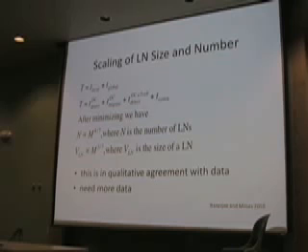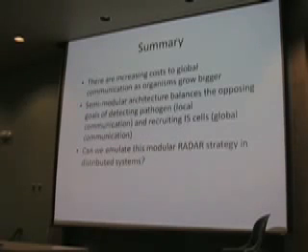This is in qualitative agreement with data we have from mice and horses and elephants. However, I should caveat this with the fact that we don't have too much data. We really need much more data to have better confidence intervals. So, to summarize this part, there are increasing costs to global communication as organisms grow bigger, and the immune system has come up with this great way of balancing local communication, which is detecting pathogens, and global communication, which is recruiting immune system cells, using the sub-modular architecture.